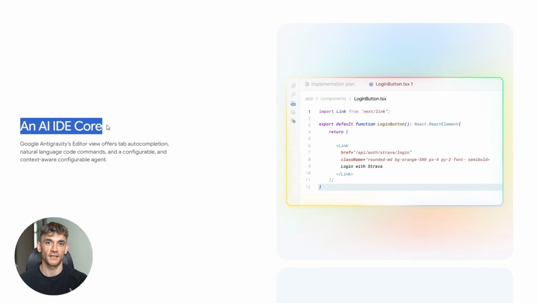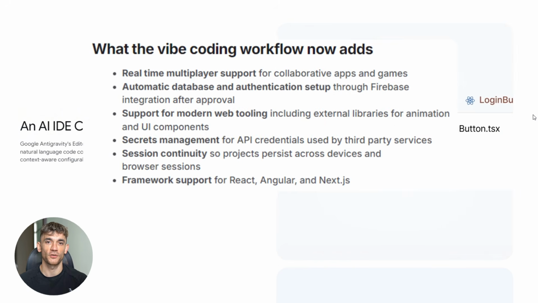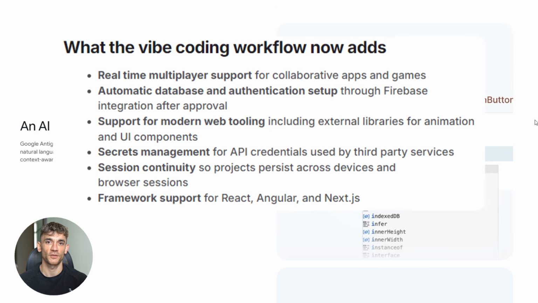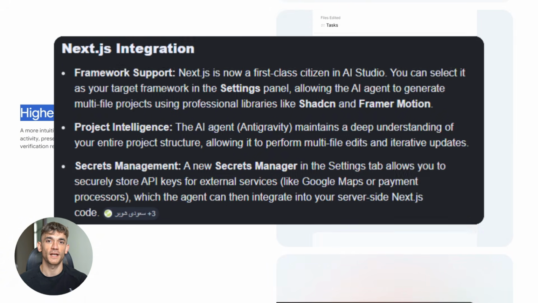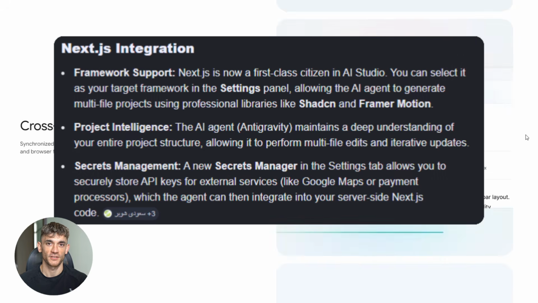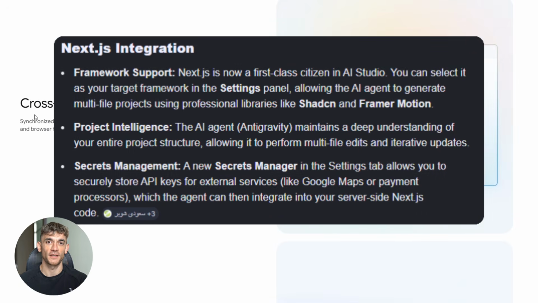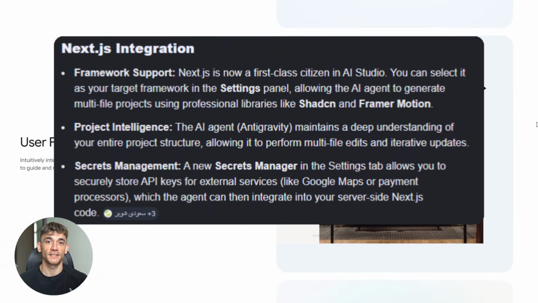Update 4, Next.js and session persistence. Google AI Studio now supports Next.js out of the box alongside React and Angular. If you're building for the modern web, Next.js is one of the most widely used frameworks. It handles server-side rendering, routing, and a lot of the complexity that makes apps fast and scalable. You can select your preferred framework right in the updated settings panel.